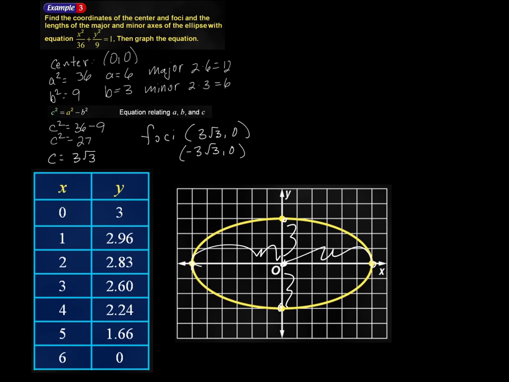I would much rather type it as it is into GeoGebra if you want a really nice computer-drawn graph. So you can see our major axis altogether is 12, our minor axis is 6. Our foci would be at the lovely 3√3 and negative 3√3, which is about 5.2 either way. So that's where our thumbtacks would have been.